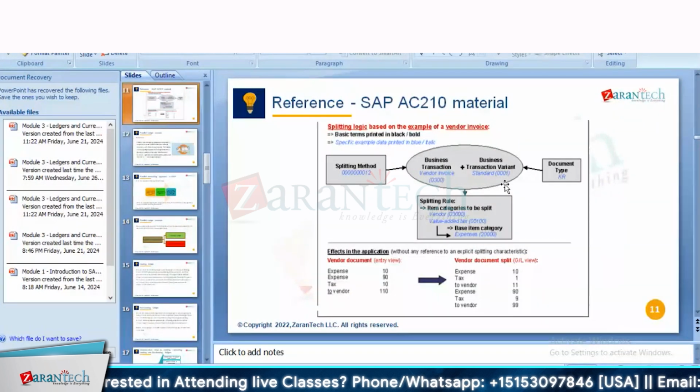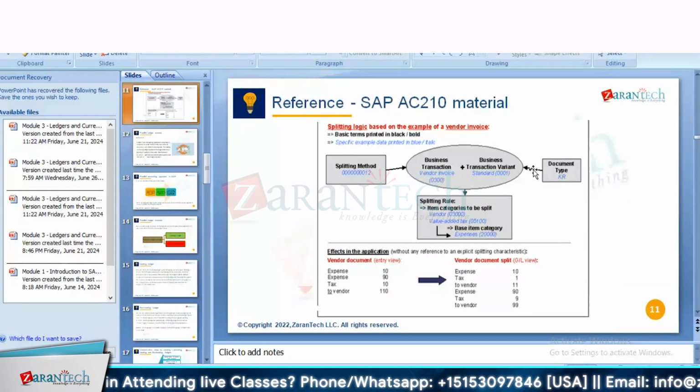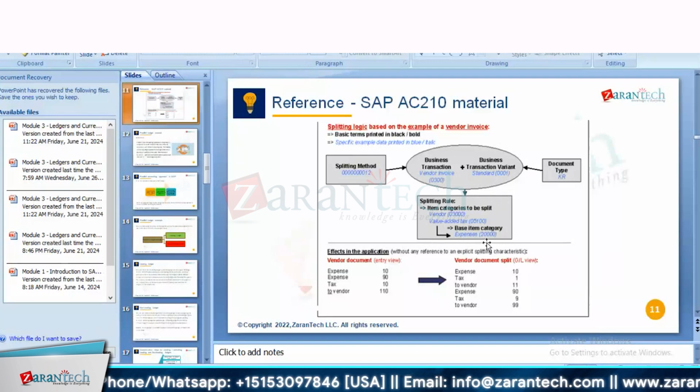Splitting method, business transaction plus business variant, transaction variant, splitting rule. So vendor invoice, base category on 20,000 is the base for vendor line items, and that gets split into two. So vendor 110, tax 10, 90, 10. So that gets split. Not even just vendor, the tax line item also gets split based on this.